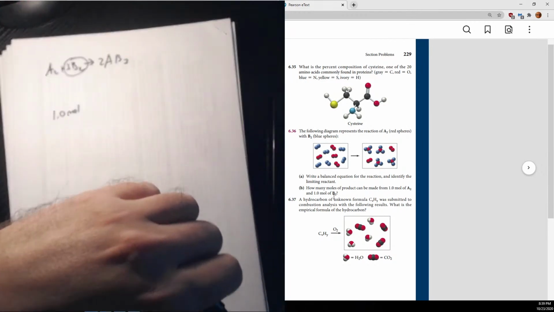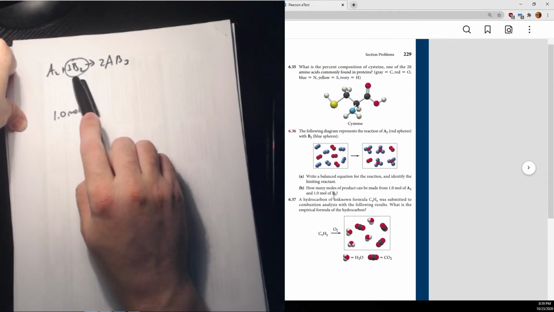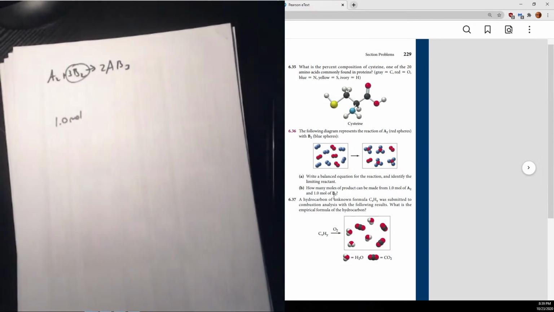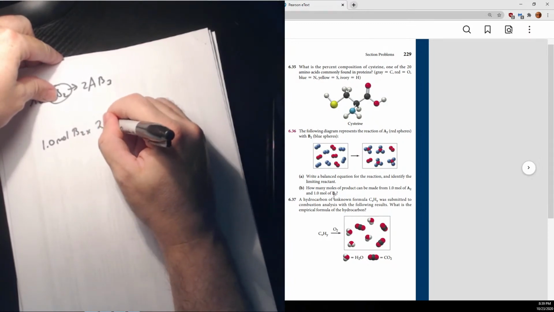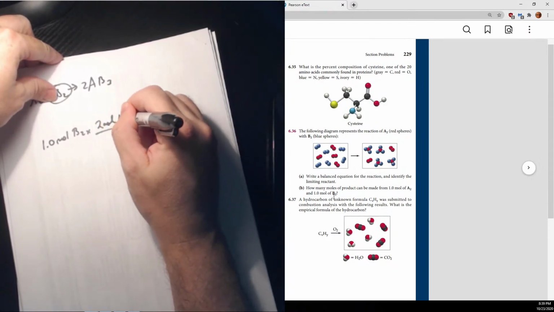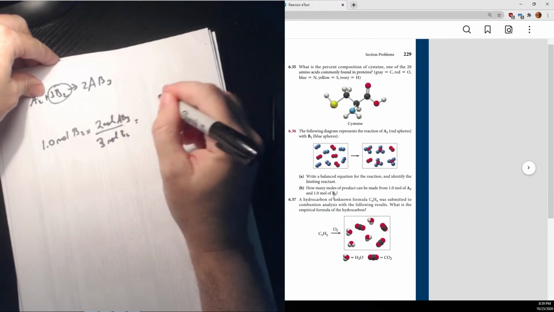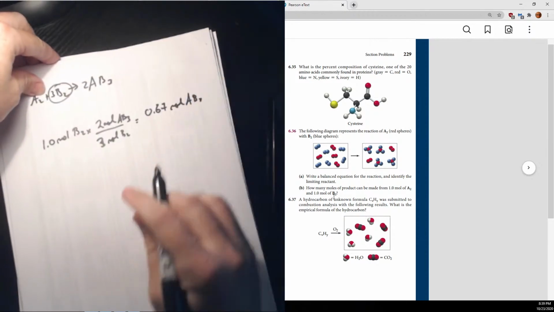Just to reiterate, if you have 1 mole of this and 1 mole of that, this gets used up faster, therefore that 1 mole would be the limiting reactant. The only way they could be used up equally is if you had 1 to 3. So even 1 and 2, this would still be the limiting reactant. So 1 mole of B2 times 2 moles AB3 for every 3 moles of B2 is equal to 0.67 moles of AB3 as a product.